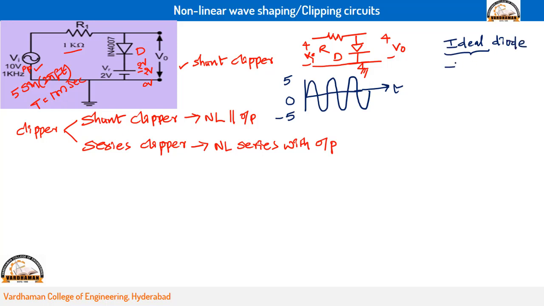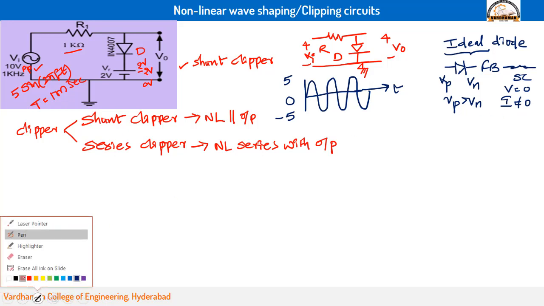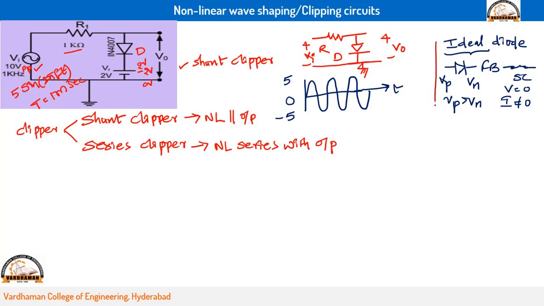An ideal diode, whenever it is in forward bias, can be replaced by a short circuit. In a short circuit, the voltage is 0 and the current is not equal to 0. We can say the diode is forward biased when the P side voltage, Vp, is greater than the N side voltage, Vn. Since it is ideal, we can replace the diode with a short circuit. Across the short circuit the voltage is 0, and through the short circuit the current is flowing, that means it is not equal to 0. This is the analysis we have to remember when the diode is under forward bias.